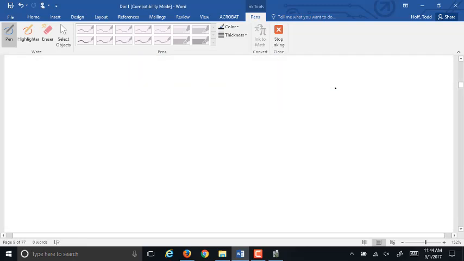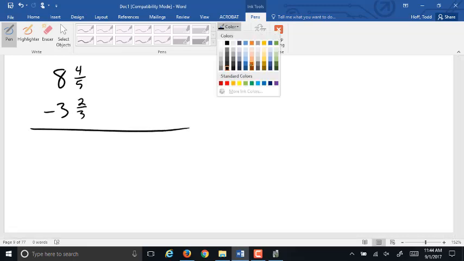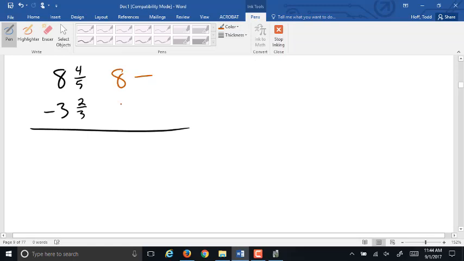Subtraction. I'm not going to take time for subtraction with just simple fractions. I'm going to jump into subtraction with mixed numbers. I might have 8 and 4/5 minus 3 and 2/3. What's my common denominator going to be? 15. What's going to be the numerator on top here? 12, good. How about the numerator on bottom? 10.